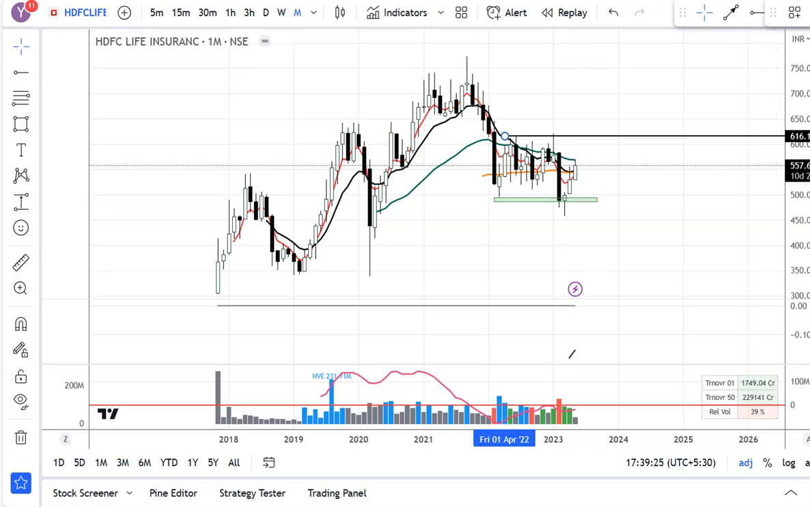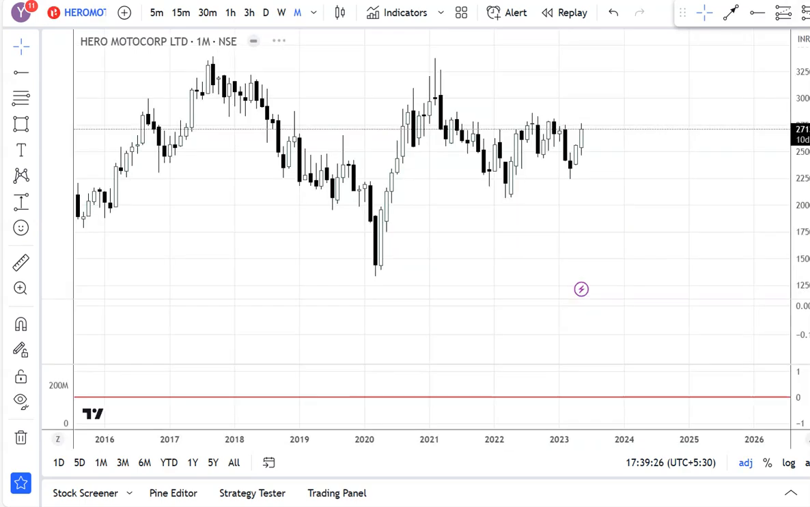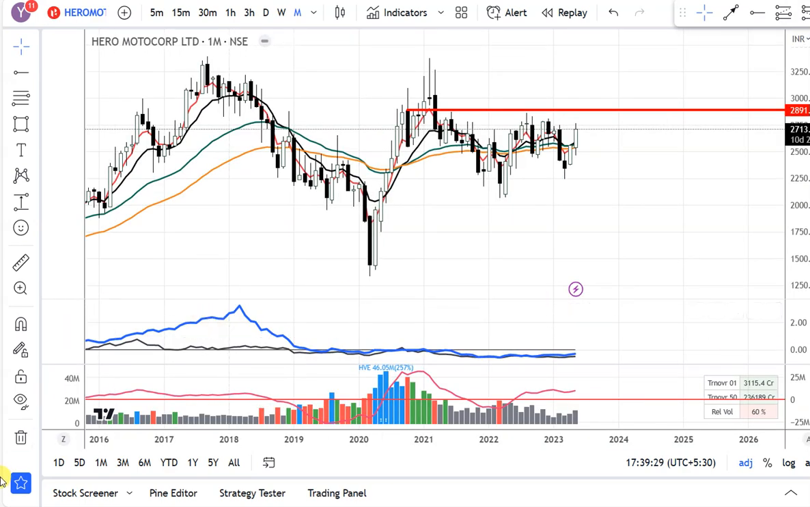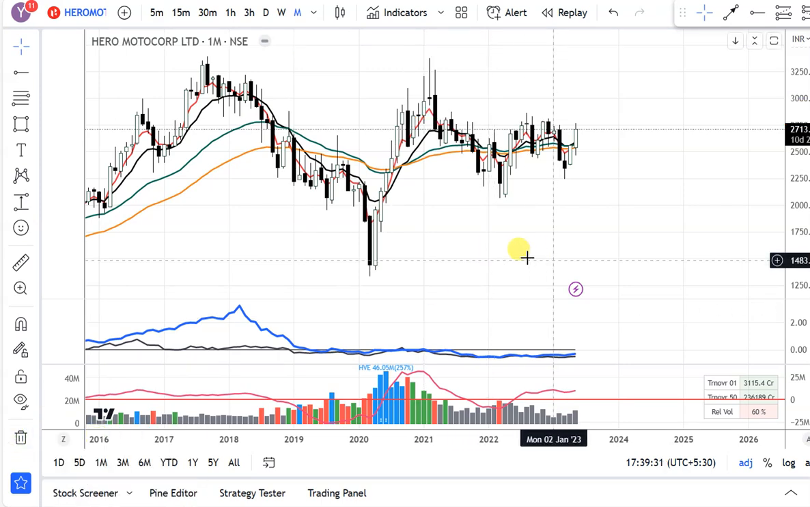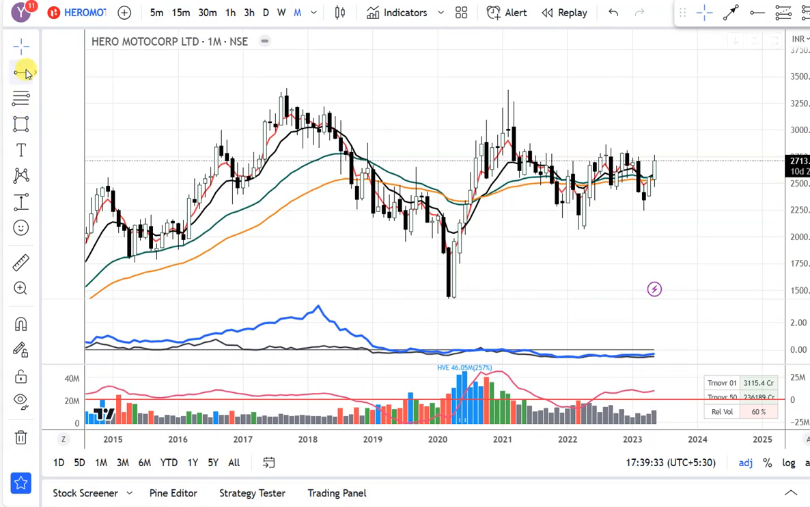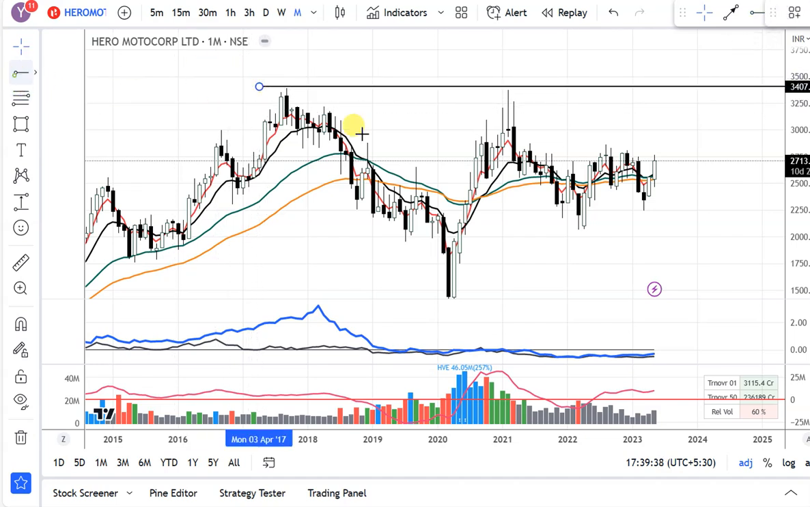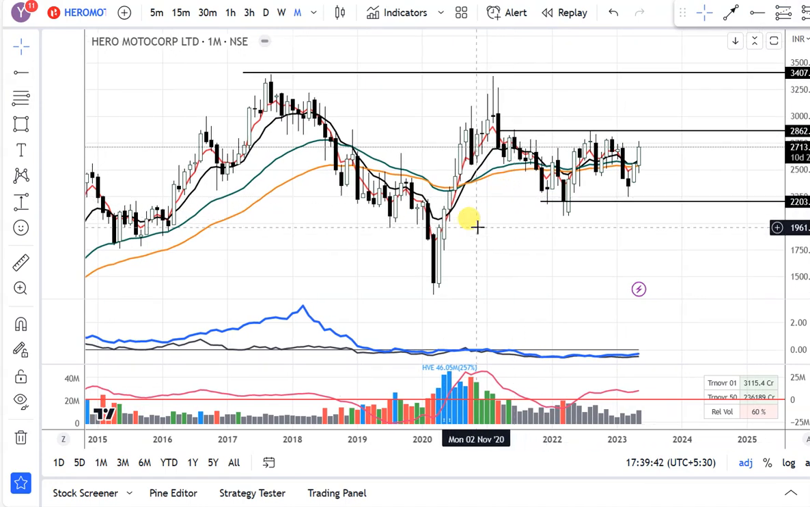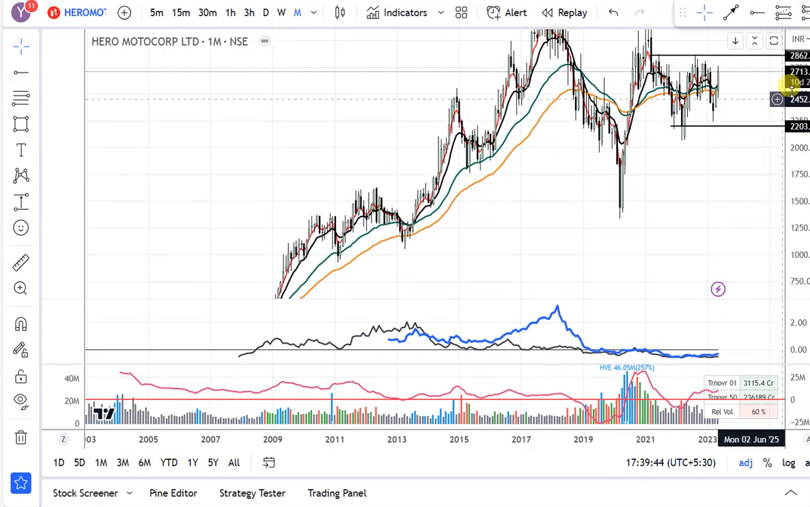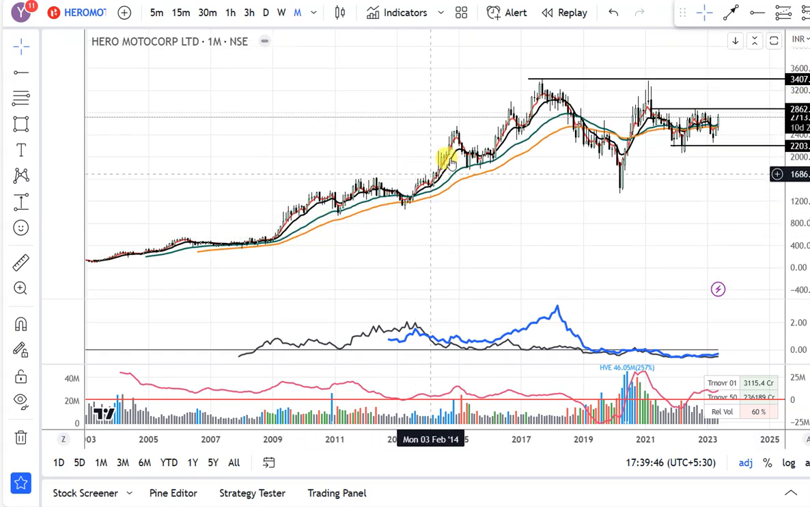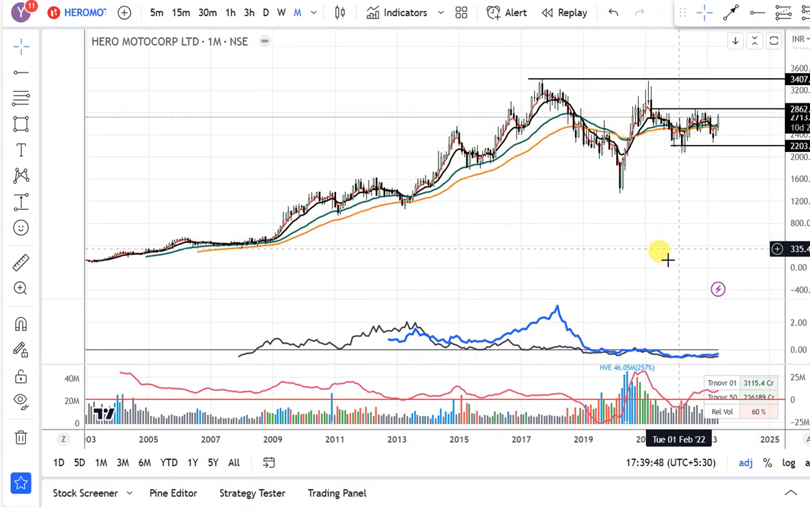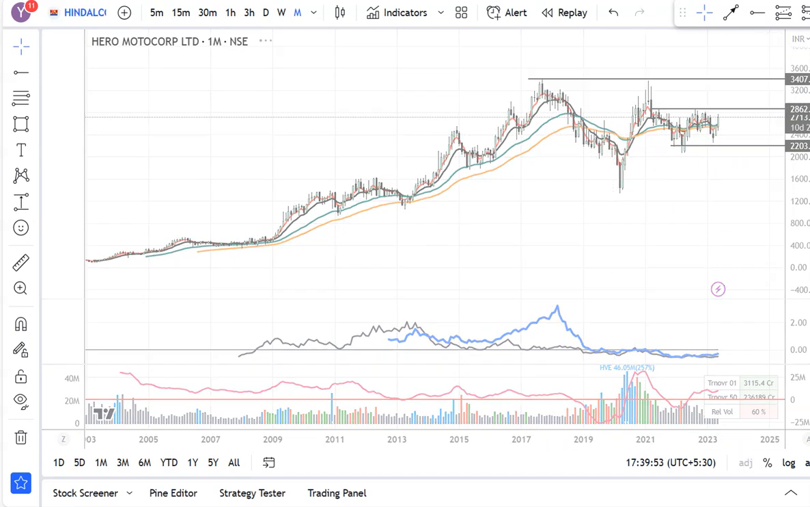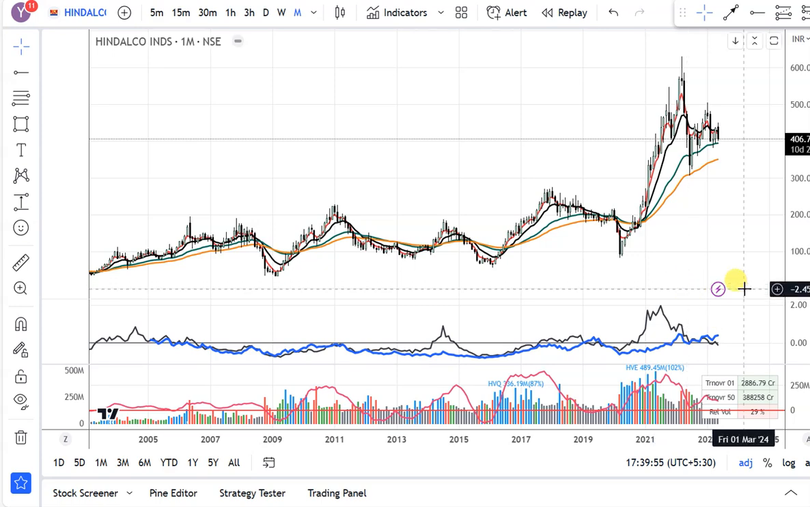Hero MotoCorp is not performing at all. You see, the stock is making just sideways momentum. What it had done before, it is not able to do in the current scenario. The stock is just stuck. Hindalco again, it's a messy chart, stuck in this range bound. So let us wait and watch what is going on in the future.